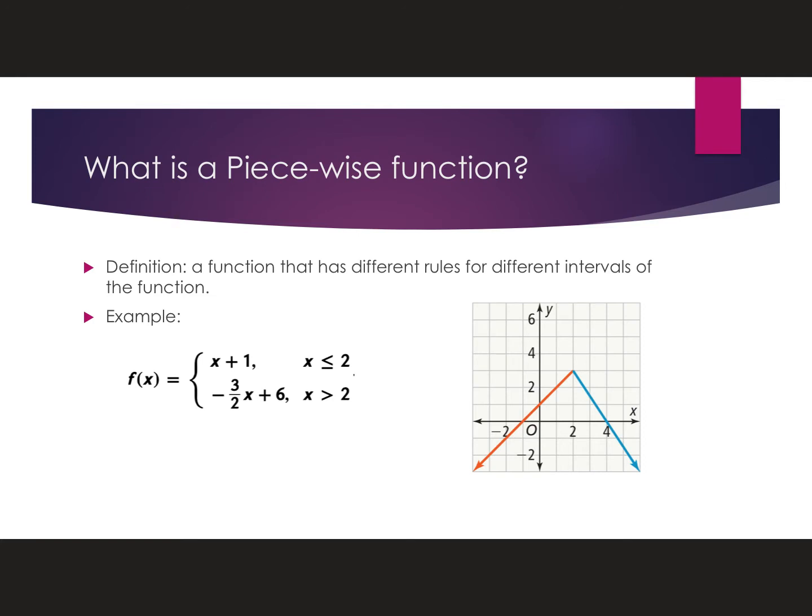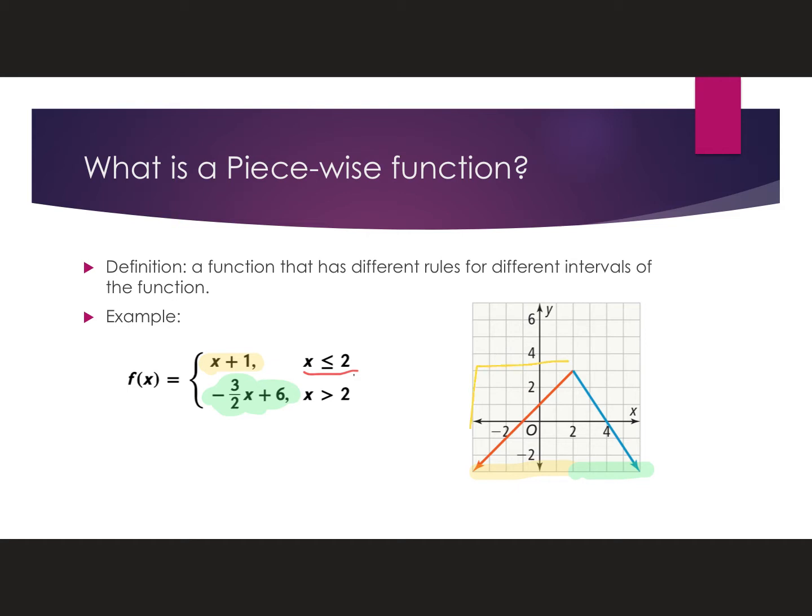So here's an example. In this case, when x is less than or equal to 2, so everywhere from here over, the rule is y is x plus 1. But on the other side of my graph, anything where x is greater than 2, the rule is negative 3 over 2x plus 6. So you see the two different lines, obviously. We see very different lines here.